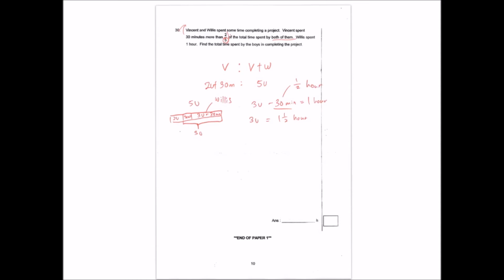Since we know that 3 units is 1.5 hours, if we divide it by 3 on each side, 1 unit will be equal to half an hour. Since 1 unit equals half an hour, find the total spent. The total is simply 5 units. So let's just find 5 units directly. Half an hour times 5 will give us 2.5 hours. That will be your answer.